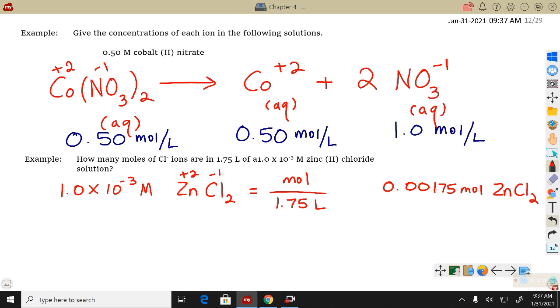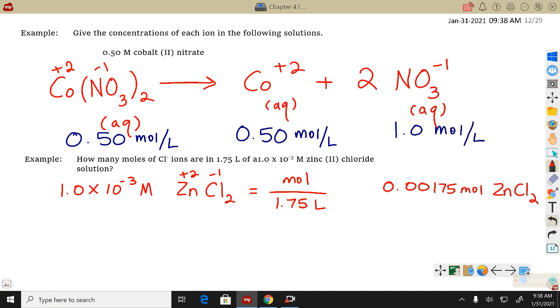Trying to decide like 2, 3 sig figs. I mean, either is fine. Technically, if you're within plus or minus 1, you are in range of full credit. I'll leave the 175. I don't know if I want to round that to 1.8 quite yet. Cool. Okay, so now that's moles of the zinc chloride.